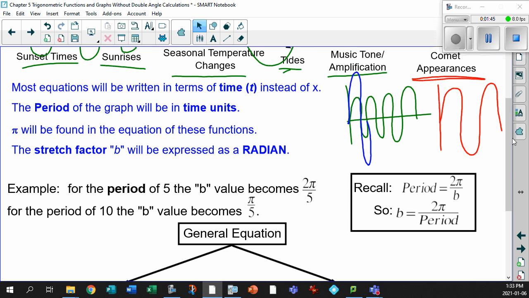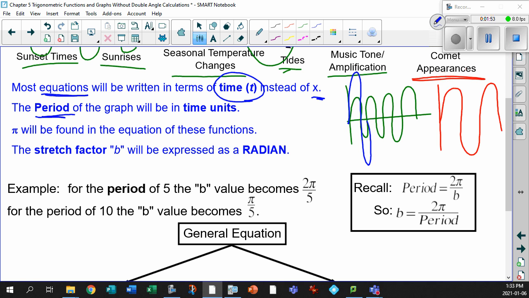Yes. Most of the equations that you're going to write, instead of using an x, you're going to use time, t. The period of this graph will then be in some sort of time units, whether they're seconds, days, hours, years, whatever. Now, you'll also find a pi in these equations. The reason why is, if you've got a period and you're going to divide it by a simple number like the b value, you're going to end up with some sort of function of pi in your equation.